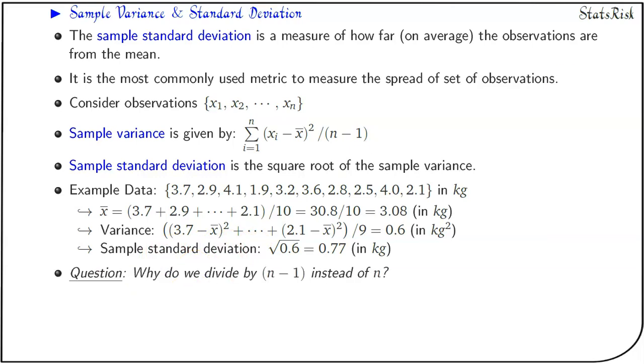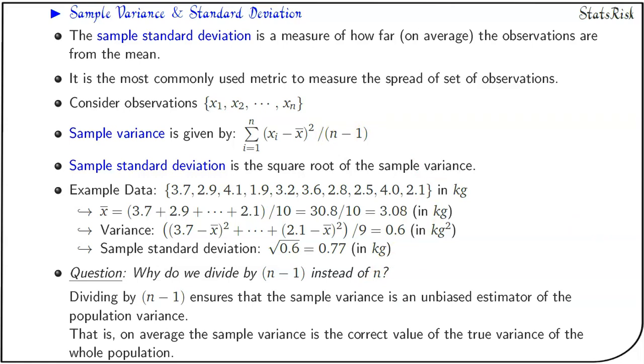An interesting question that we could look at is, why do we divide by the sample size minus 1 instead of the sample size itself in the sample variance formula? We have this n minus 1. Why do we have n minus 1 instead of n? The answer to this question is that when we divide by n minus 1, we get what is called an unbiased estimator of the population variance.